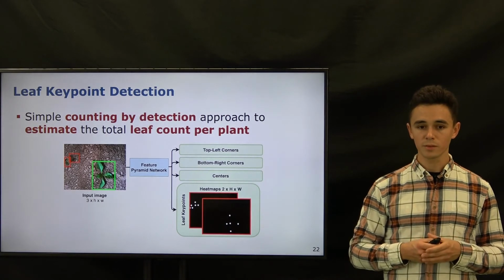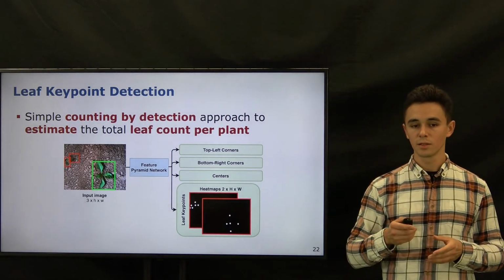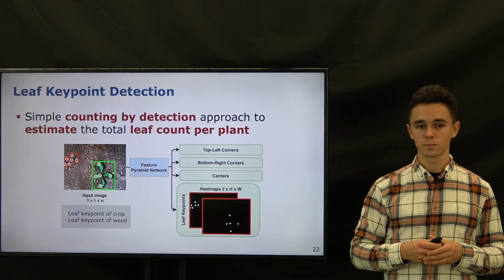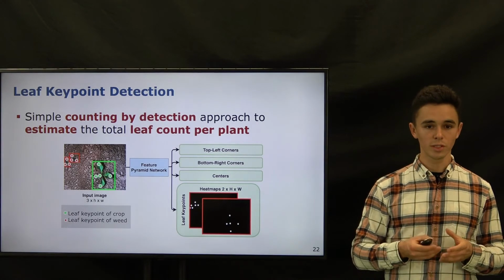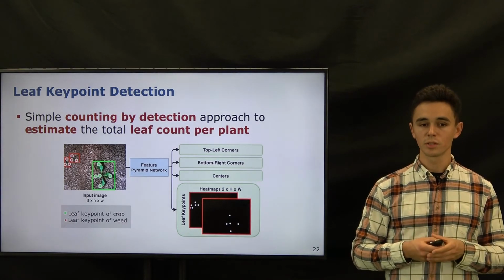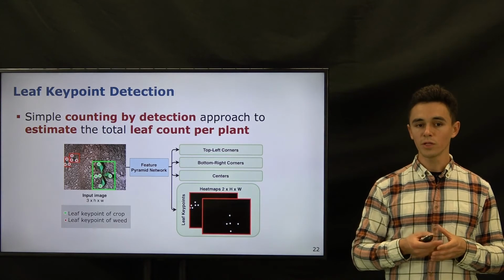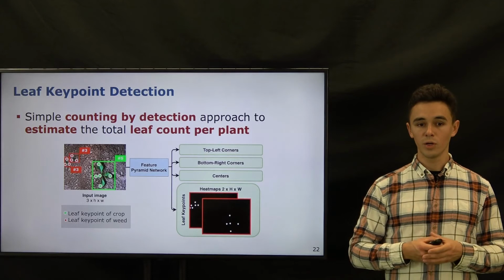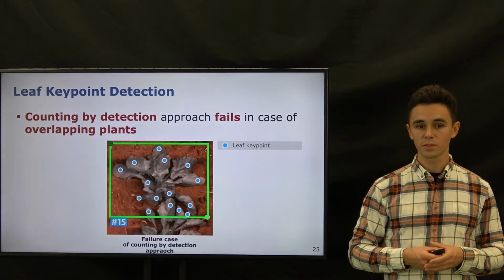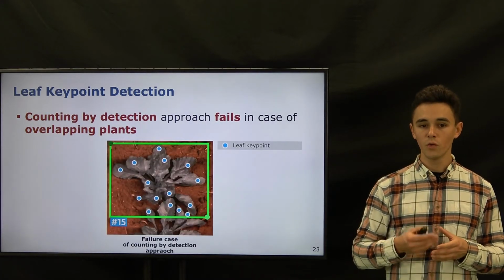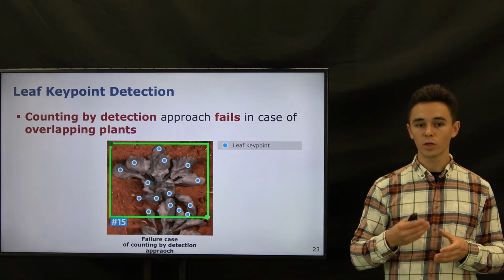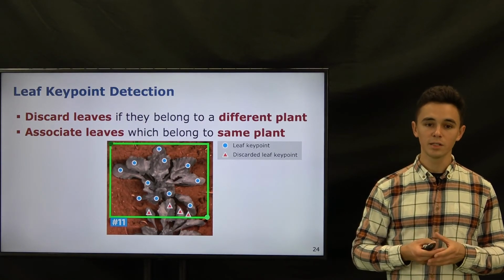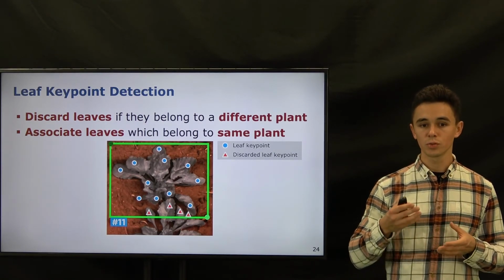After the network is trained, we can project leaf key points with a high confidence score back to the input image. Now, to count the total number of leaves, a simple approach is to just count the number of leaf key points within a bounding box. However, this method fails in case of overlapping plants, leading to overcounting the total number of leaves. Instead, we want to discard leaves if they belong to a different plant.